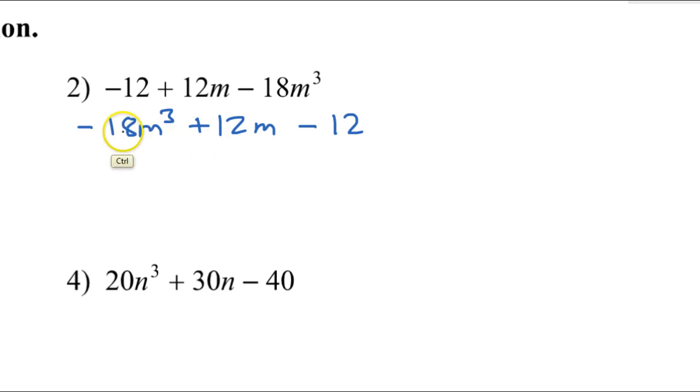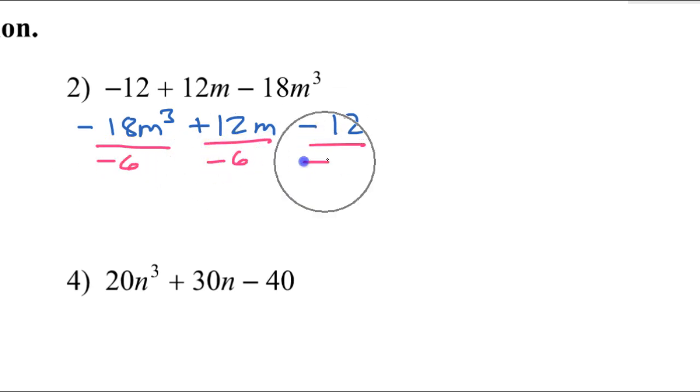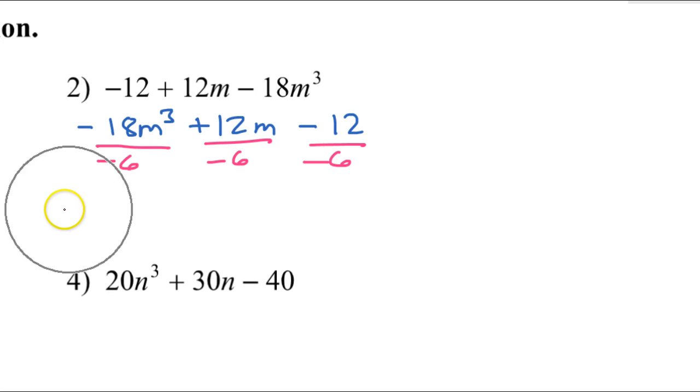Now, what's the biggest number that divides into all of these? Well, at a glance, I can see that they're all divisible by 6. So that might be the GCF. Now, I'm noticing that the leading coefficient is negative. So I'm going to go ahead and include that negative sign in my common factor. So maybe the GCF will be negative 6. All right, let's go ahead and divide everything by negative 6 and see what happens.